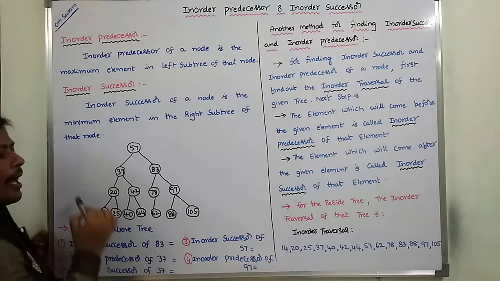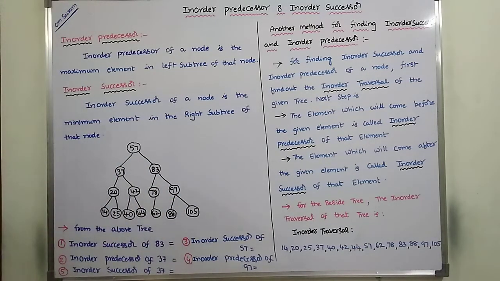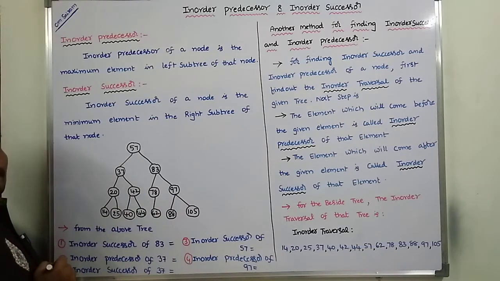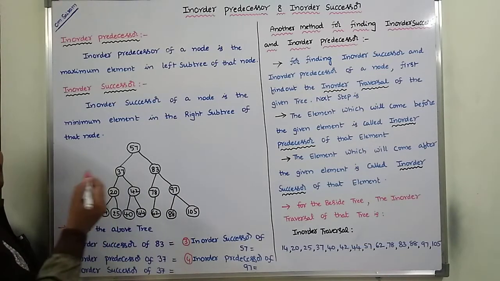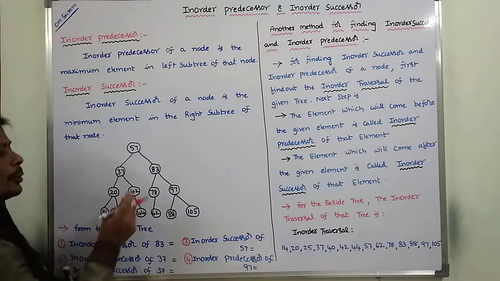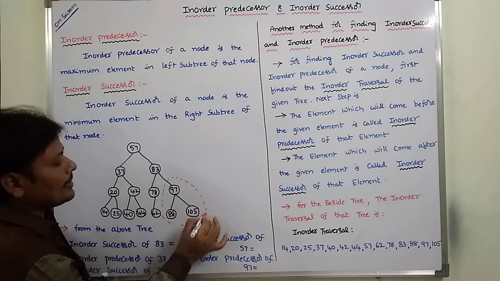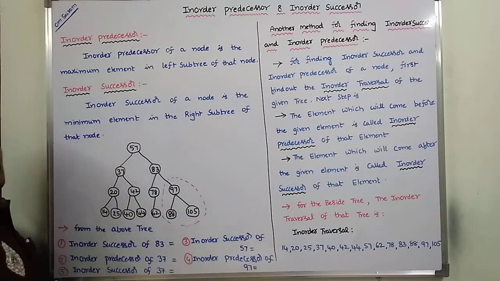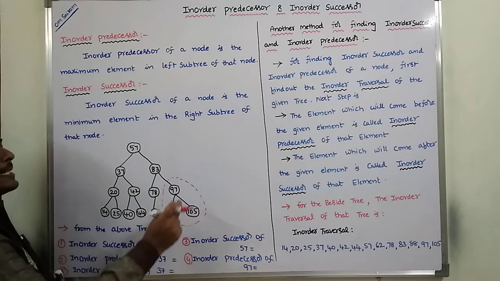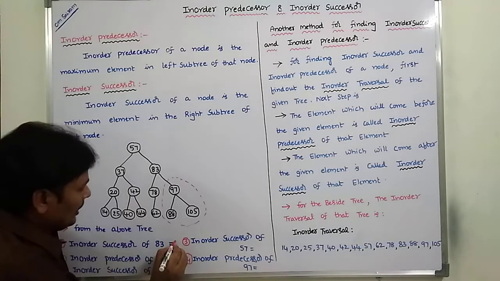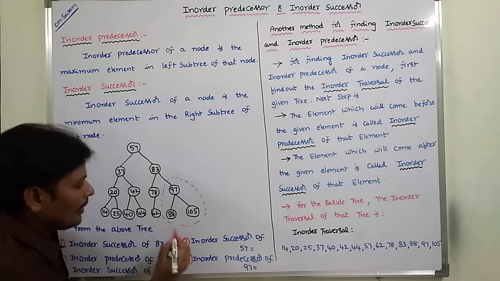Now this is the given tree. Now we have to find out the inorder successor of 83. So this is node 83. For finding out the inorder successor, we have to consider the right subtree of that node. For 83, the right subtree is this one. In this one, we have to find out the minimum element. So 97, 88, 105. What is the minimum element? That is 88. So therefore, inorder successor of 83 is 88.